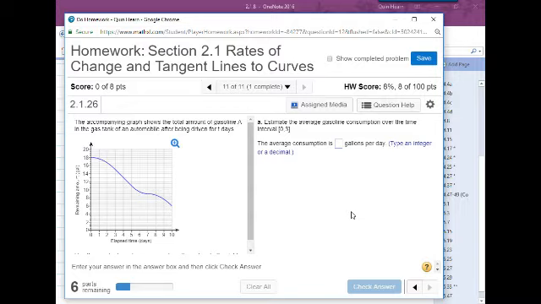All right, so it says the accompanying graph shows the total amount of gasoline in the gas tank of an automobile after being driven for T days. And the first part of it is estimate the average gasoline consumption over the time interval from 0 to 3.